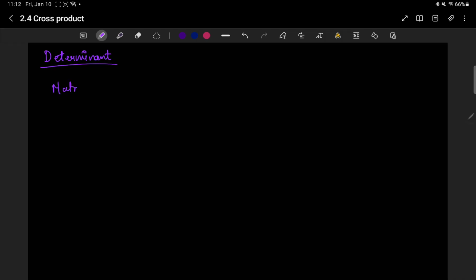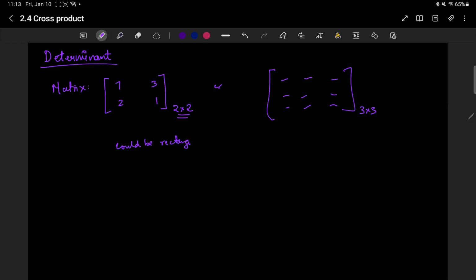So first of all, a matrix is a way of writing a whole set of information in a different format, right? So for example, a matrix will have some numbers like this, or so they have different sizes. For example, this is a 2 by 2 matrix and this is a 3 by 3 matrix. They could be rectangular. However, for our purposes, we will not be dealing with rectangular matrices.